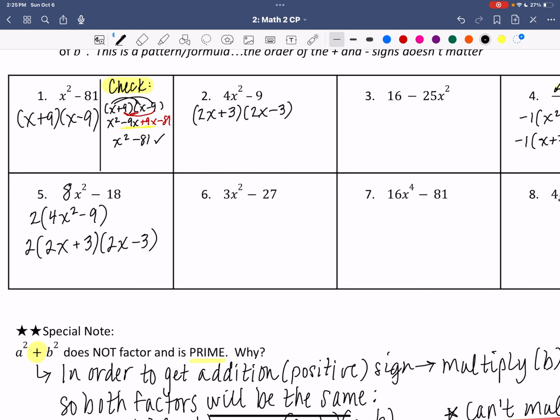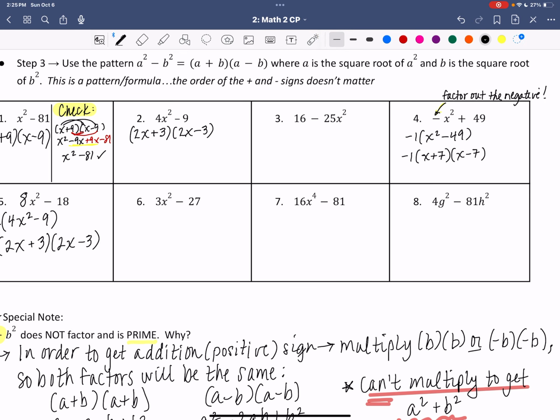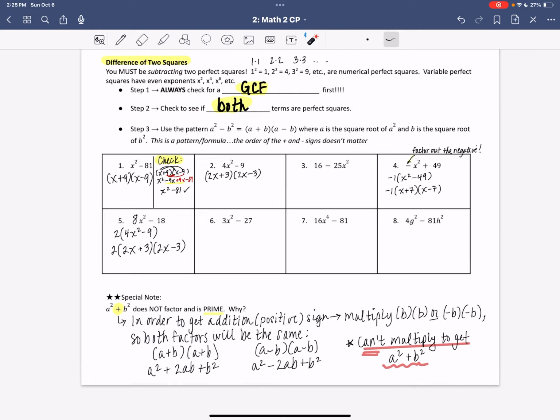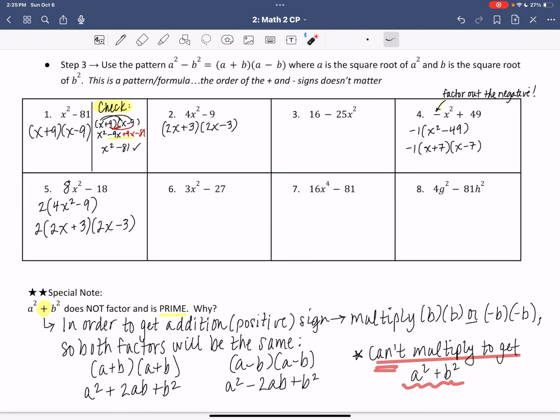All right, so you're going to go ahead and you're going to do these 3 right here. You're going to complete those. Just be careful with 8, because you actually have 2 variables. They're different, but each of them are perfect squares. All right, and I want you to write this on the bottom for your special note.